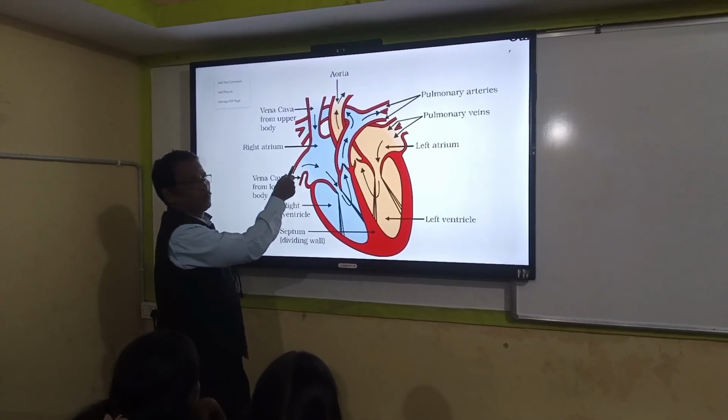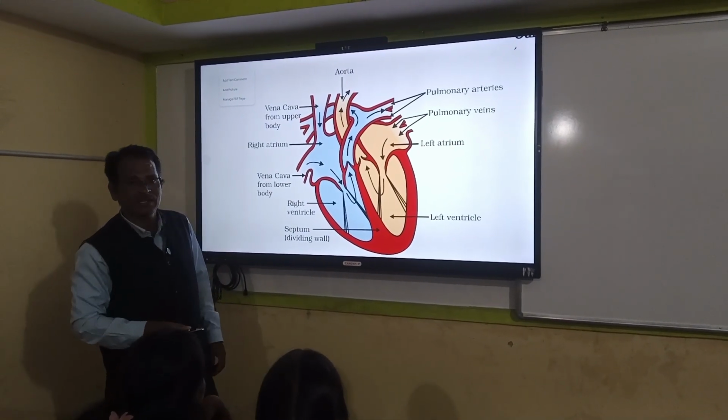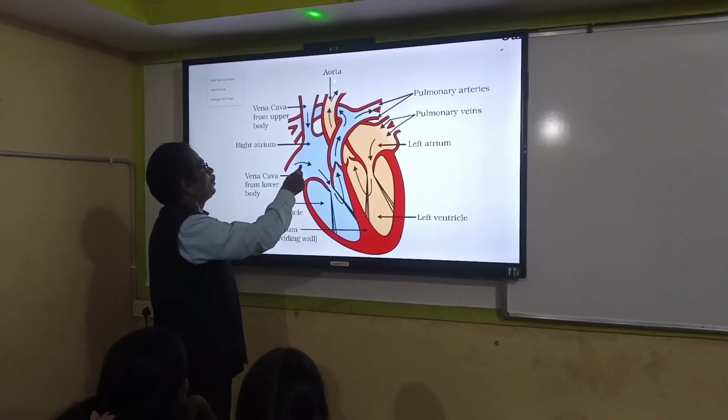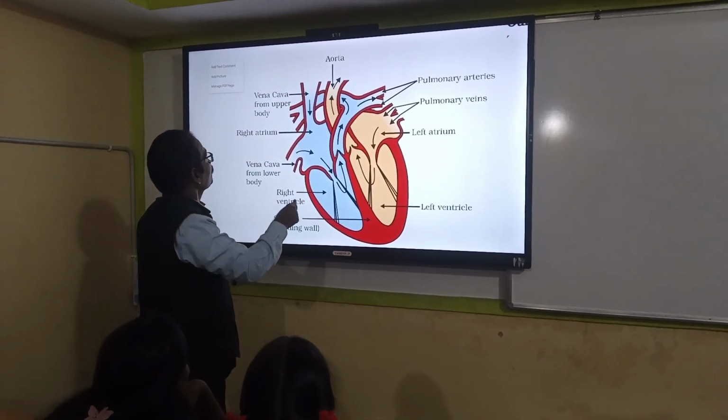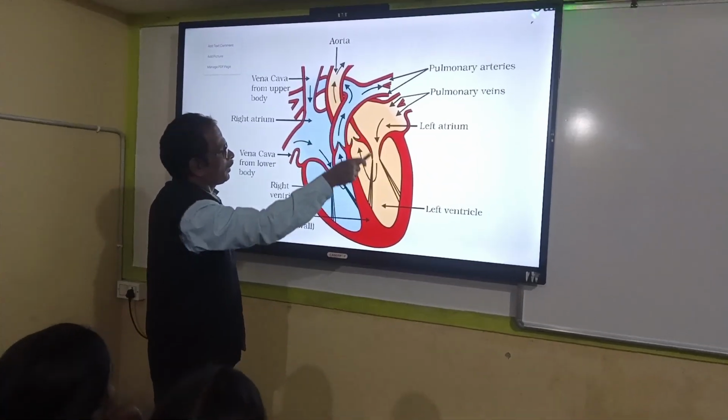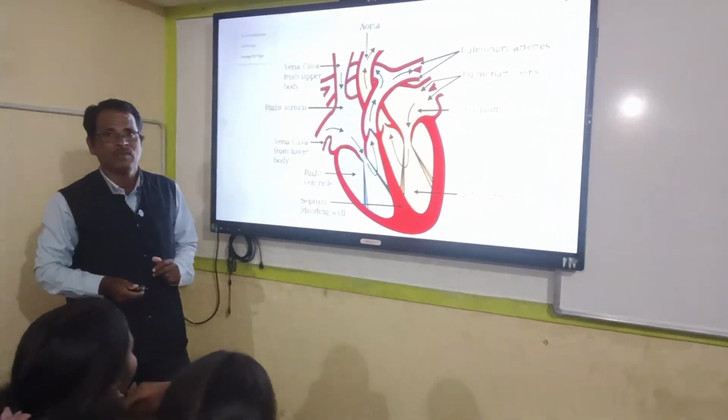This is called the aorta. That is the main blood vessel which is supplying blood to all parts of the body. After supplying this blood to all parts of the body, what exactly will happen?